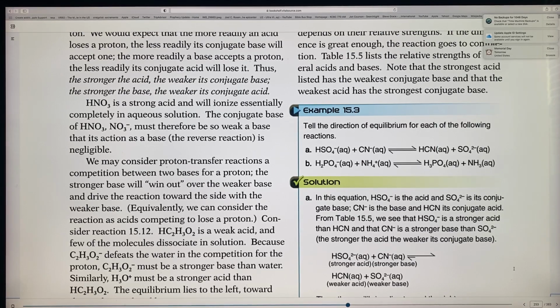Just remember the Bronsted-Lowry proton transfer would be complete if it's strong, and not complete if it's not.